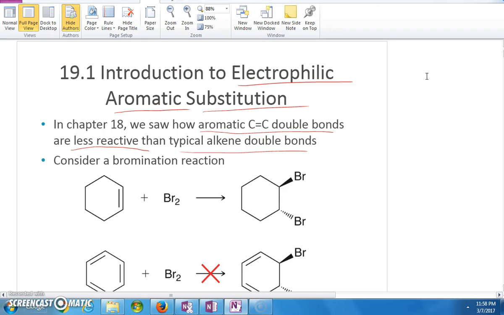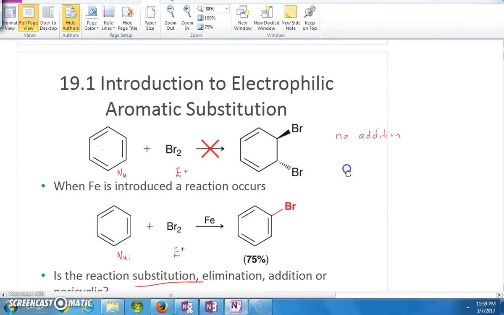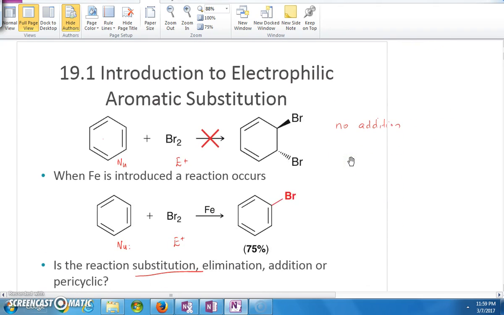Consider a bromination reaction. We know that alkenes will undergo addition reactions, but arenes, no addition. And that's because they are very, very stable. They're very, very stable because they are aromatic.